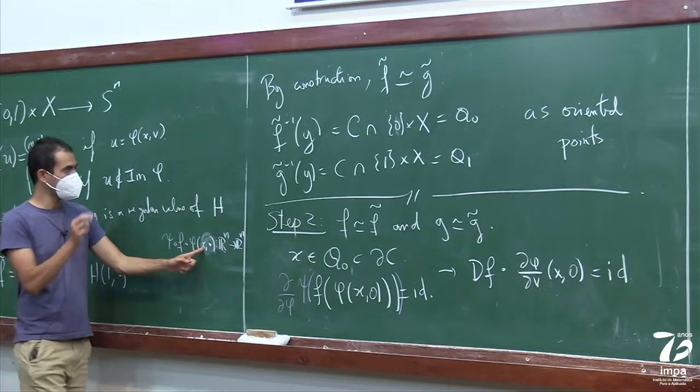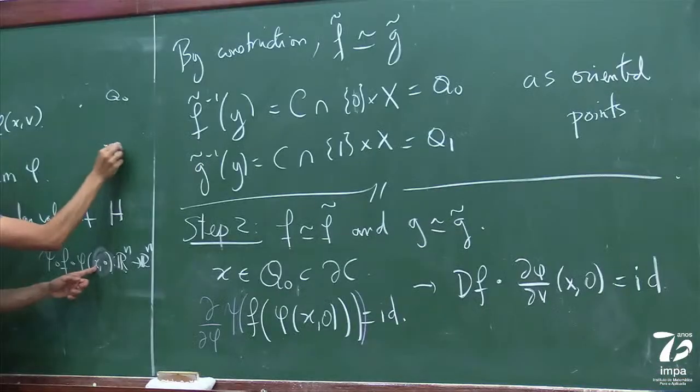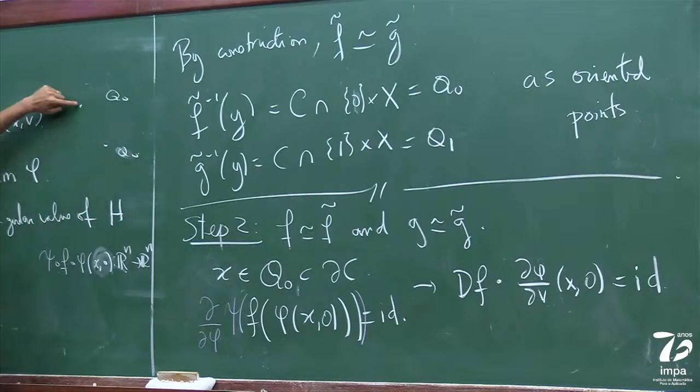Right? So if you fix a point, you think about your Q0, it's a bunch of points. Over here, I can look at this phi, and I can apply f to it, and then I can apply psi that will bring me to Rn. So what I'd like is for the derivative of this composition to be the identity. Yes. Okay, so that's the point.